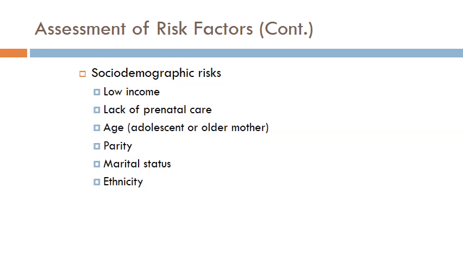Parity, or the number of previous pregnancies, is a risk factor that's associated with age and includes all first pregnancies, especially a first pregnancy at either end of the childbearing age continuum, meaning a young adolescent or an older woman. They're both going to be at higher risk the first time they're pregnant. The incidence of preeclampsia and dystocia, which is like a difficult labor, is increased with the first birth.